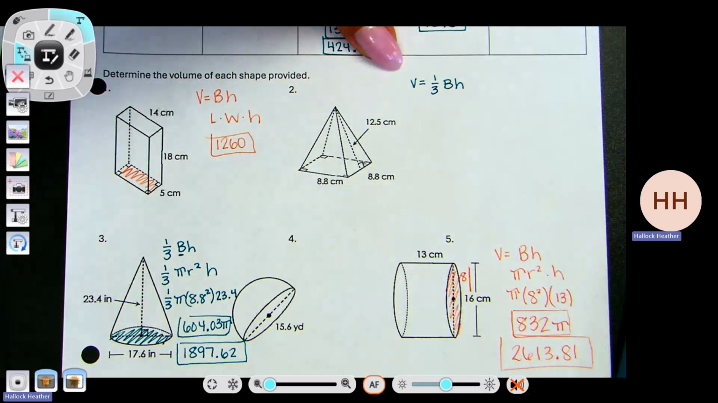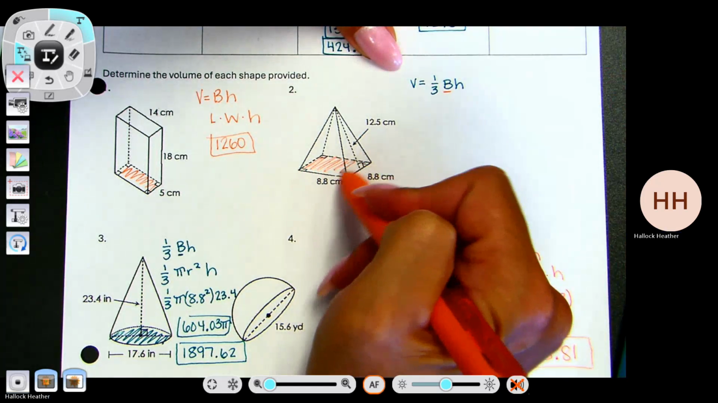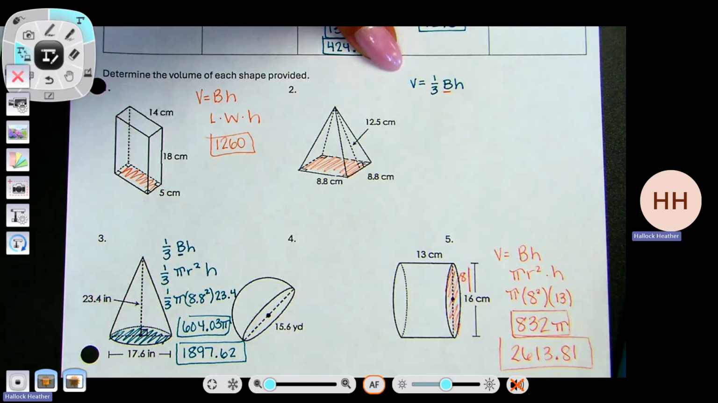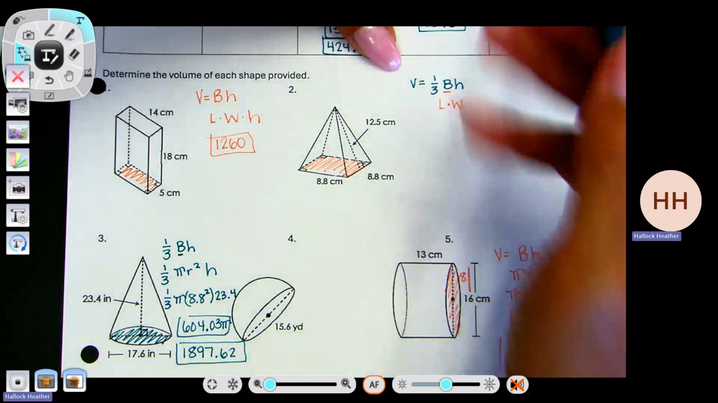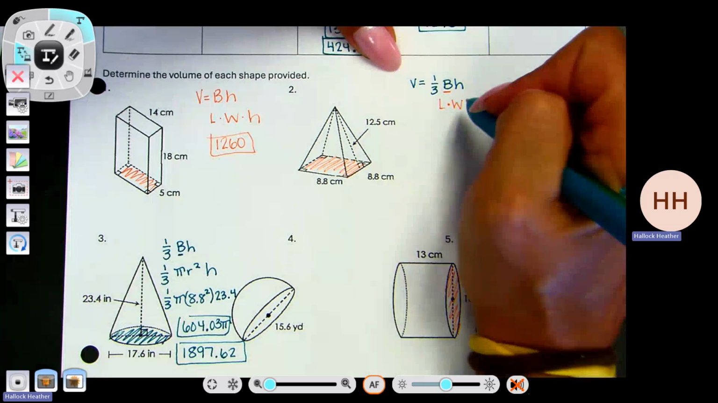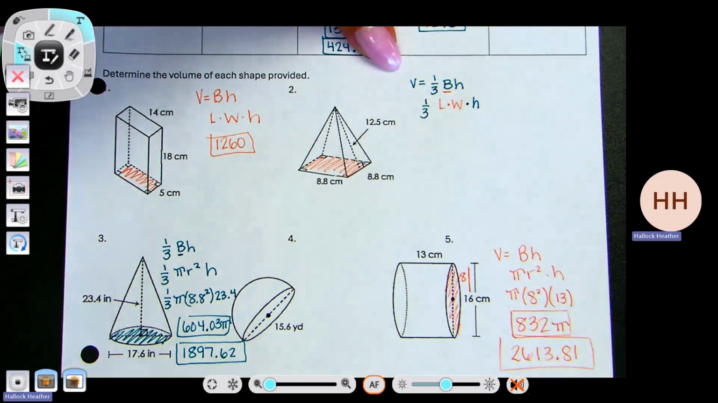But the base is not a circle. So what formula am I going to use for my square? Length times width, which is base times height, but I don't want to put B times H because I think it's just going to confuse brains. And I feel like I already did that enough.